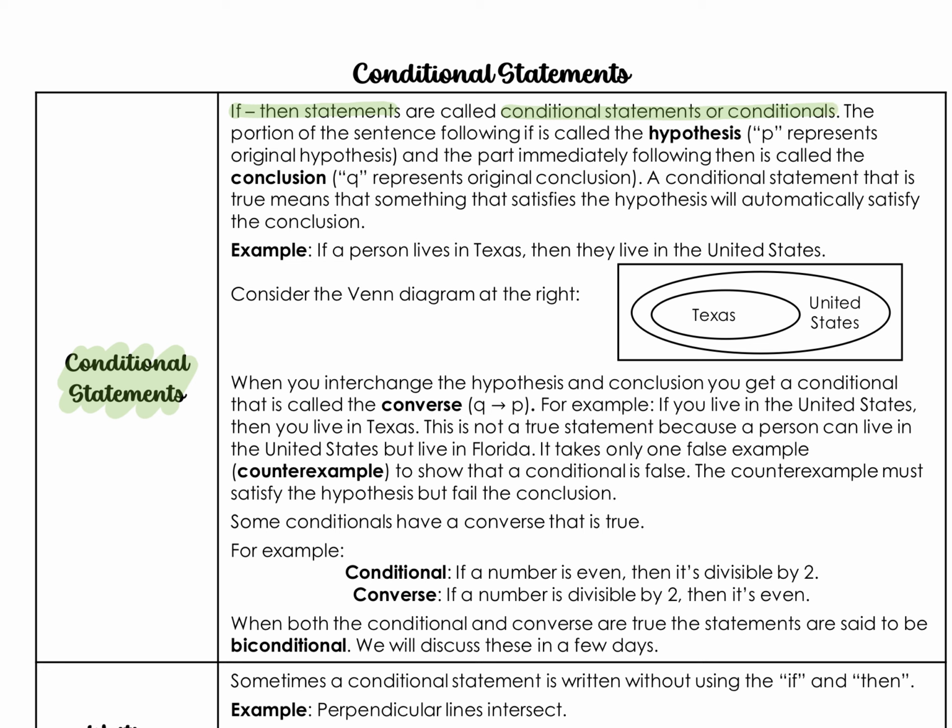The portion of the sentence following if is called our hypothesis, and we use the letter P to represent that original hypothesis. And the part immediately following then is called the conclusion. We're going to use the letter Q to represent that. A conditional statement that is true means that something that satisfies the hypothesis will automatically satisfy the conclusion.